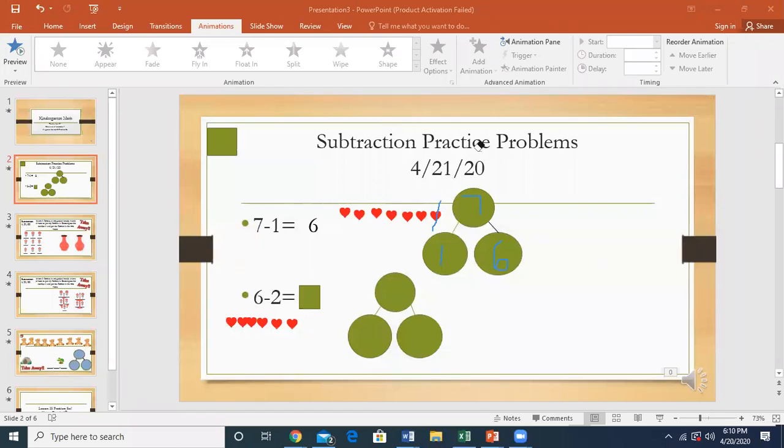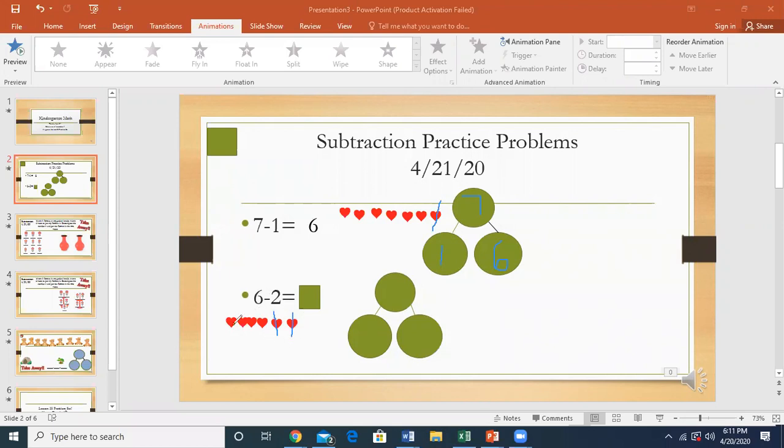Okay, guys, so I have 6 hearts. How many hearts do I need to take away? 2 hearts. Why am I taking 2 hearts away? Because I have the number 2 right here. 6 minus 2 means 6 take away 2. So again, I'm going to cross out 2 hearts, and that's going to show my taking away of 2 hearts.